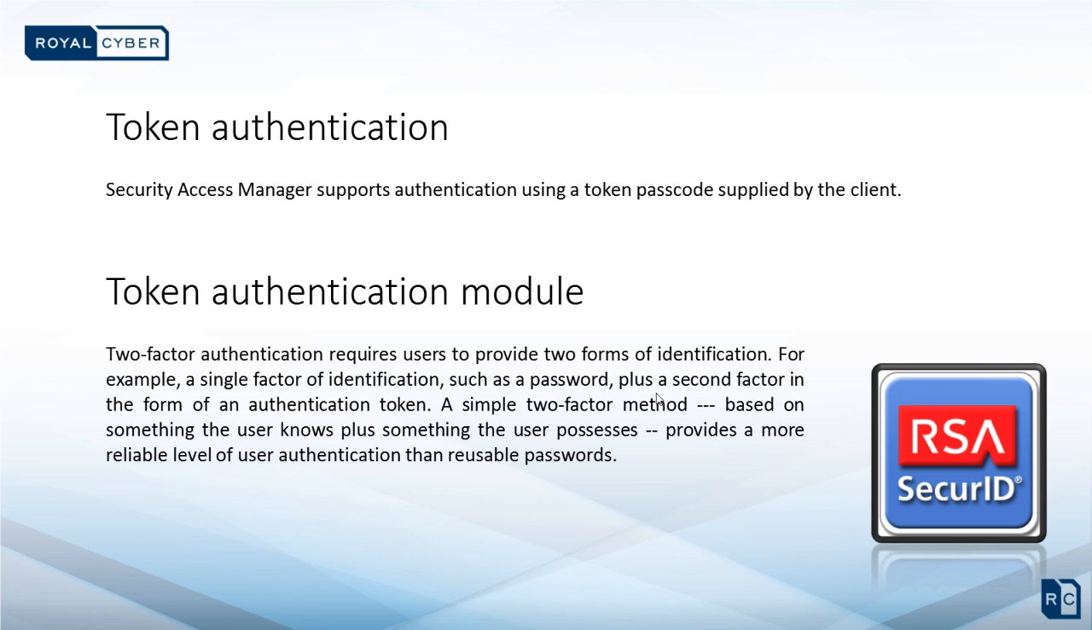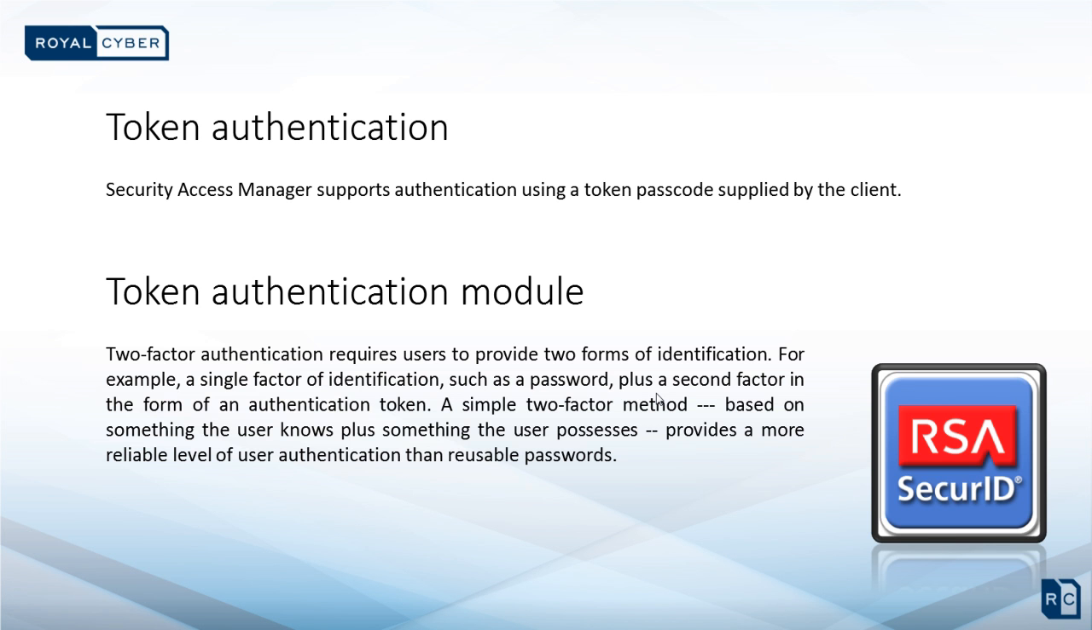The next method is token authentication. Security Access Manager provides a built-in two-factor authentication method, token authentication, that is a client of RSA SecurID authentication. It is written against the RSA authentication API. WebSeal provides RSA authentication client functions, and it is certified with RSA SecurID as well.